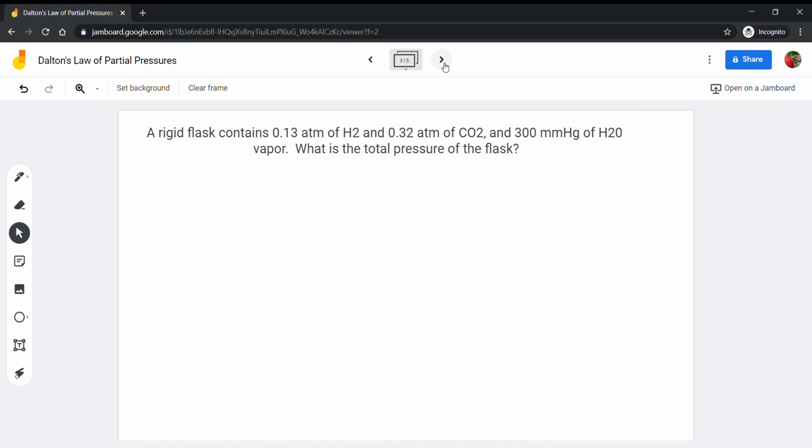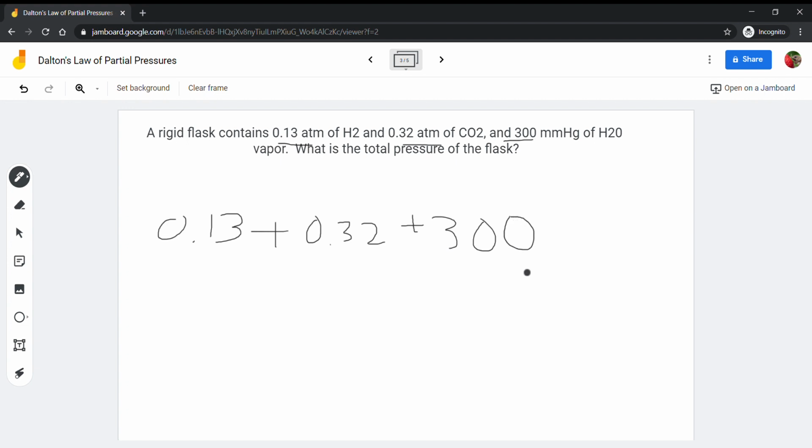Okay, a rigid flask contains 0.13 atmospheres of H2, 0.32 atmospheres of CO2, and 300 millimeters of mercury of H2O vapor. What is the total pressure of the flask? And so using Dalton's law of partial pressures, we just add all of these up and we should get the right answer. So we just plug that into a calculator and we would get this problem wrong. See if you can pause the video and find out what the mistake here is.